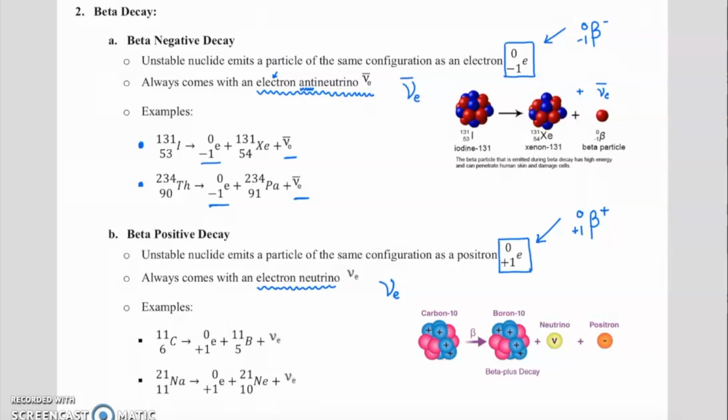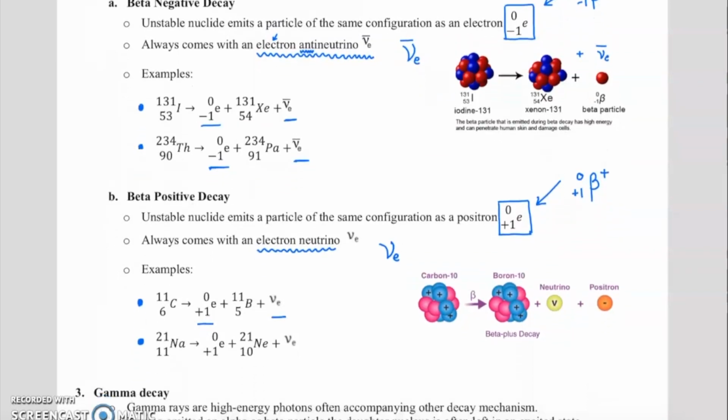Some examples here, we have carbon undergoing beta positive decay. We see that positron and electron neutrino emitted. And it comes down to boron-11. It becomes a more stable nucleus. We also have sodium undergoing beta positive decay to become neon.